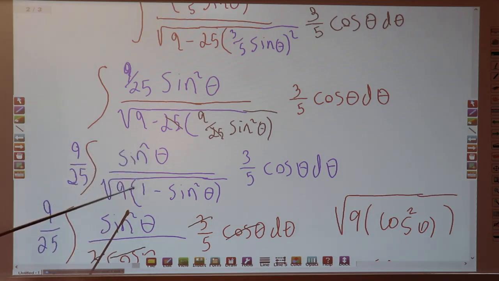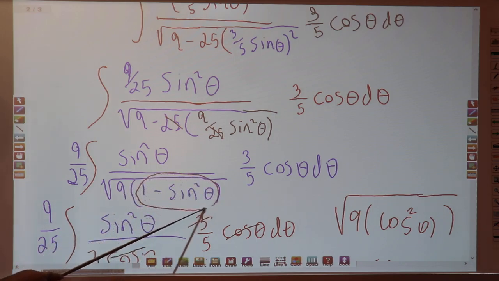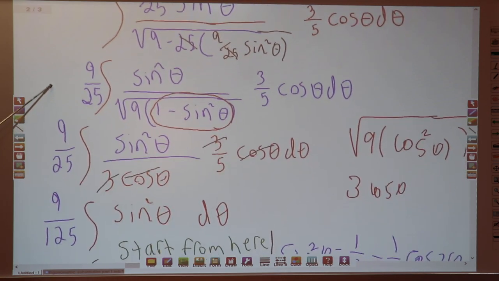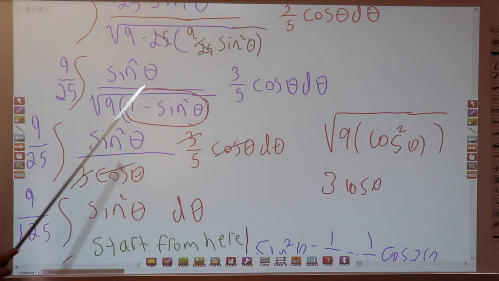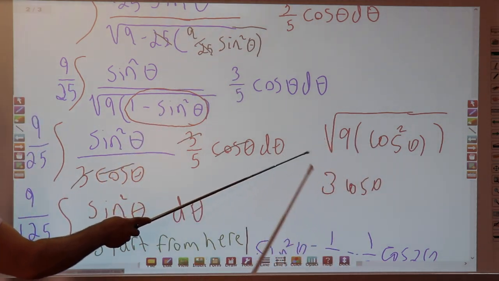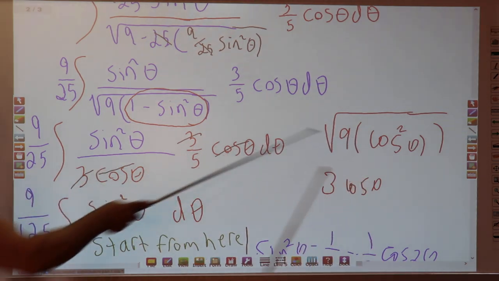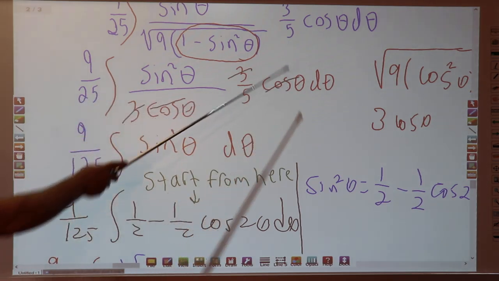Now here, sine squared theta, I took 9 as a GCF: 1 minus sine squared theta. Guys, 1 minus sine squared theta is cosine squared theta, right? Okay, I think this is a good review for you. On the side here, look at what I did. The 9 is here, 1 minus sine squared is cosine squared, the square root of 9 is 3, the square root of cosine squared theta is cosine theta. Now I have sine squared theta, and cosine theta cancels with cosine theta.